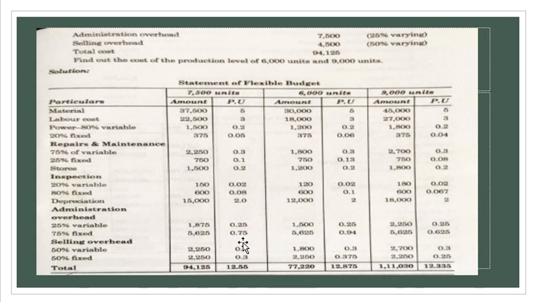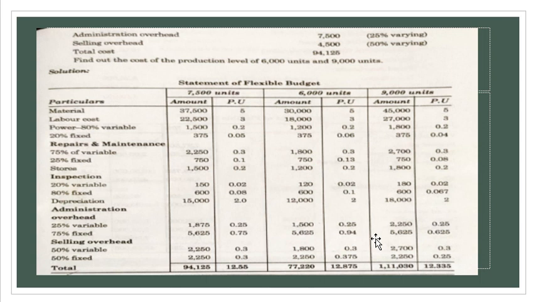Then we have 5,625 divided by 6,000, which will give us 0.937, which you can take as 0.94. Next again, we have 5,625 divided by 9,000, which will give us 0.625. So 0.625 will be taken. So now your classification of administration overhead is done.